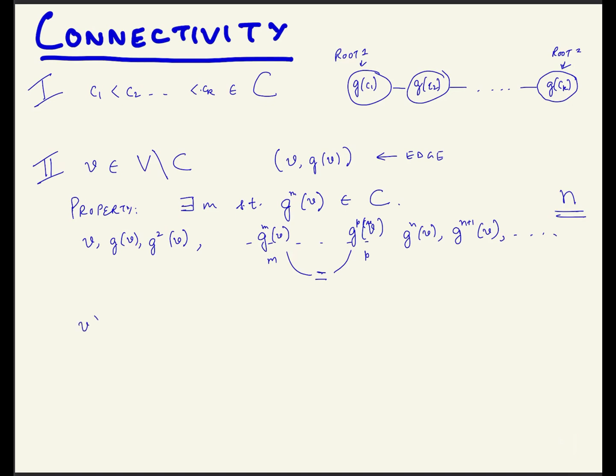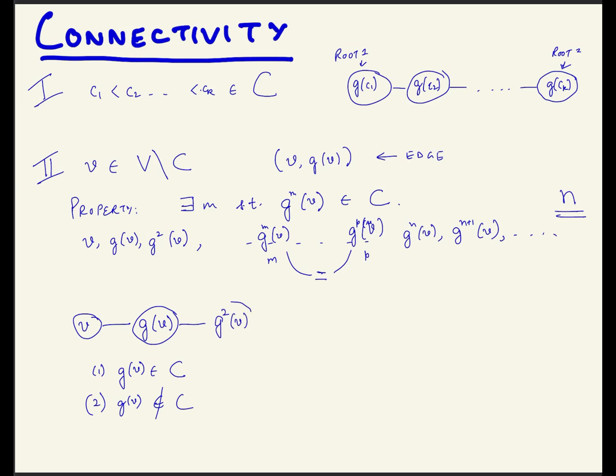Now, let's start with V and add an edge to GV, as is the design of this proof. Now, there are two cases. Either GV itself belongs to C, in which case we are done. We've shown that V is connected to the path, or GV is not in C, in which case we will add an edge from GV to G of GV, which is G^2 V.